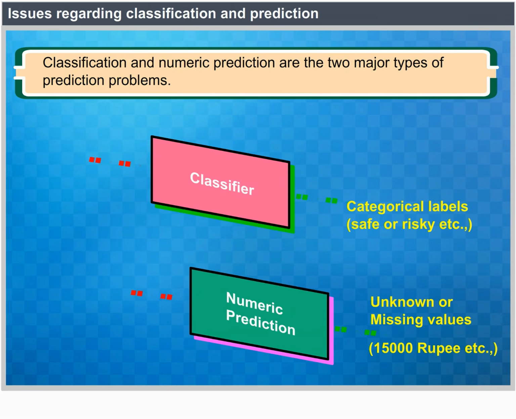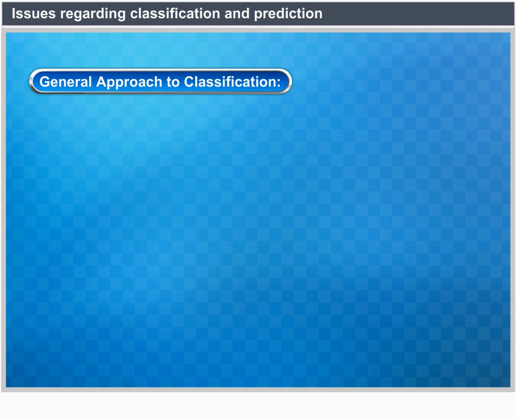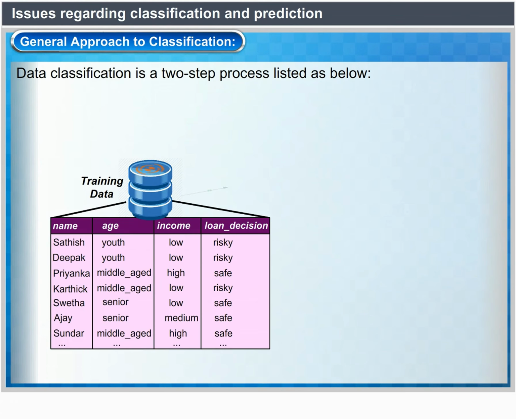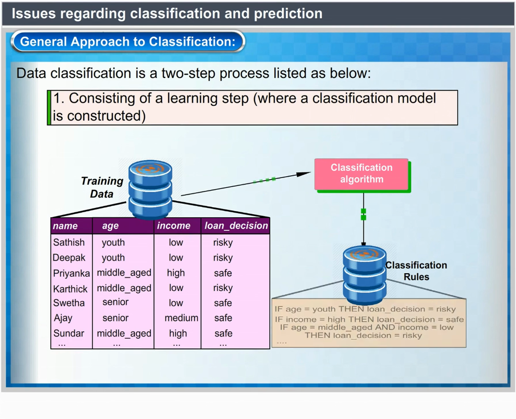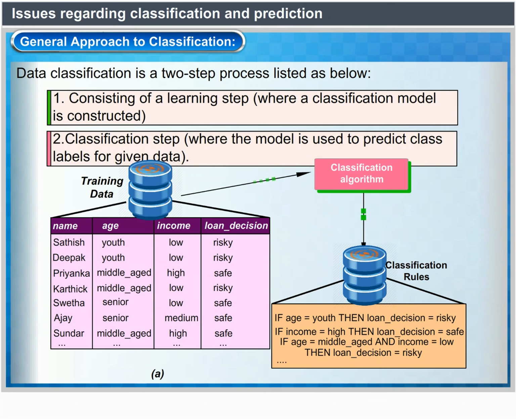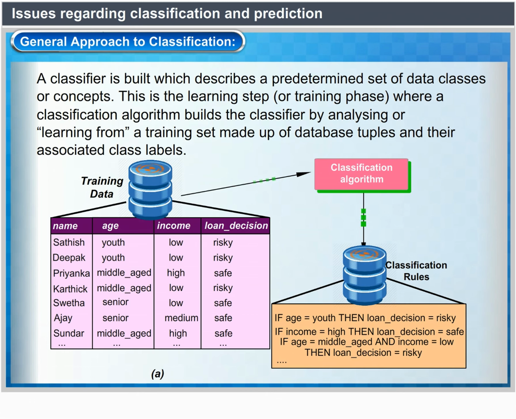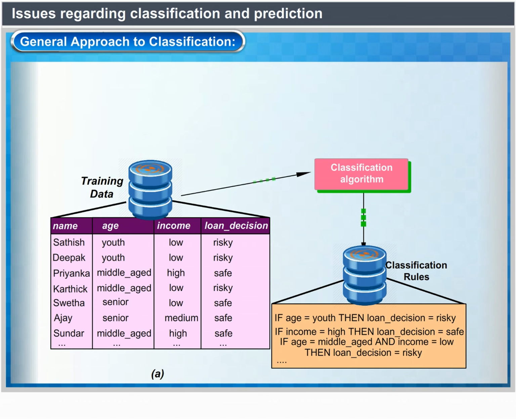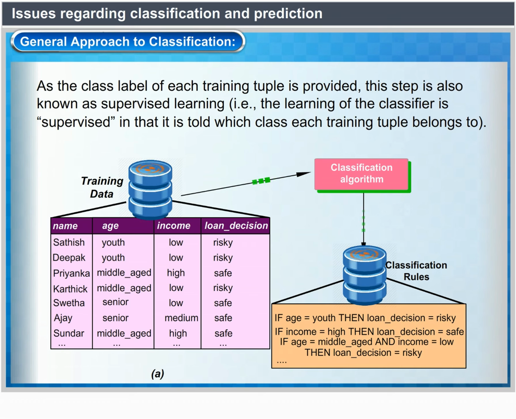General approach to classification. Data classification is a two-step process consisting of a learning step, where a classification model is constructed, and a classification step, where the model is used to predict class labels for given data. A classifier is built describing a predetermined set of data classes or concepts. This is the learning step or training phase, where a classification algorithm builds a classifier by analyzing or learning from a training set made up of database tuples and their associated class labels. Since the class label of each training tuple is provided, this step is also known as supervised learning.